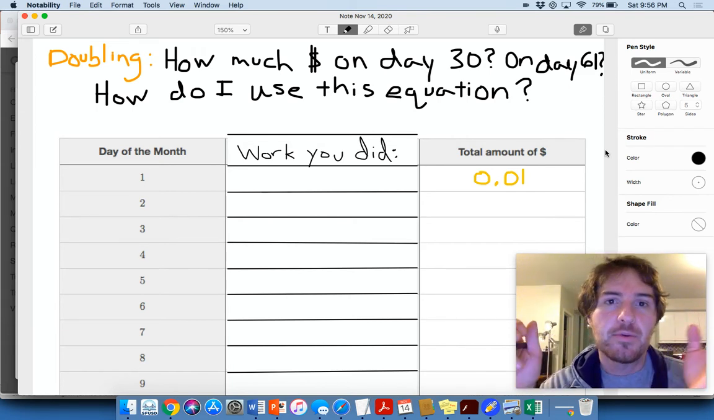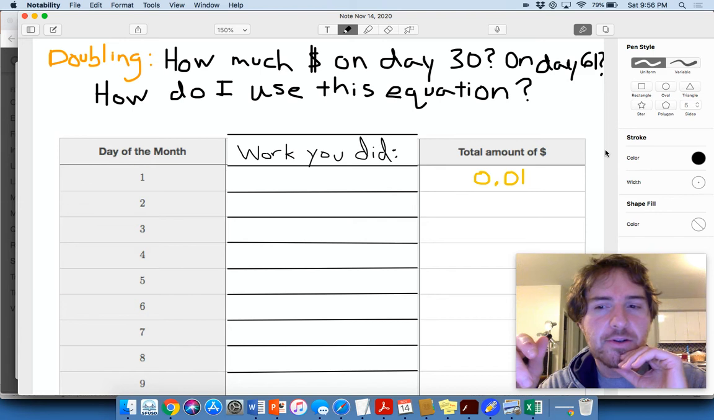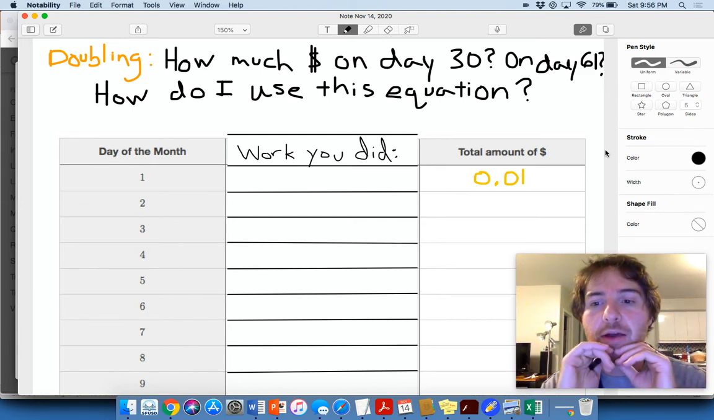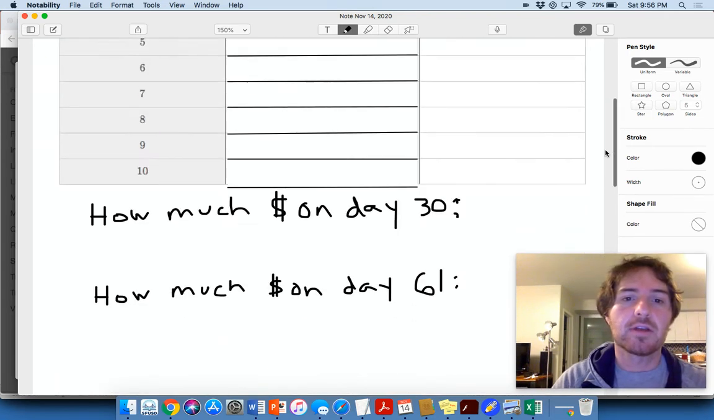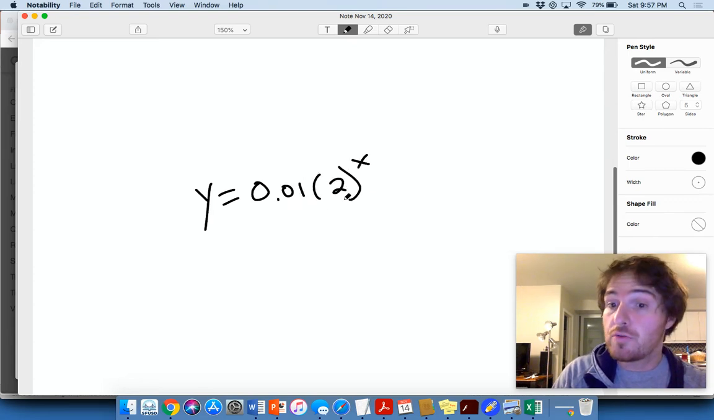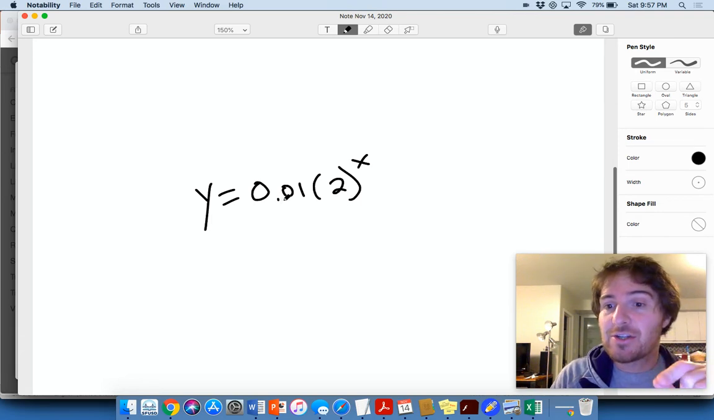So some people have asked me, hey, how do I use that equation to figure out an answer for day 61 or even at day 30? If I want to use the equation, how would I use that equation, the one that I showed you the other day? I showed you this as the equation: y equals 0.01 times 2 to the x power, 2 because it was doubling, and 0.01 because that's the starting number, or at least I thought that was the starting number here.